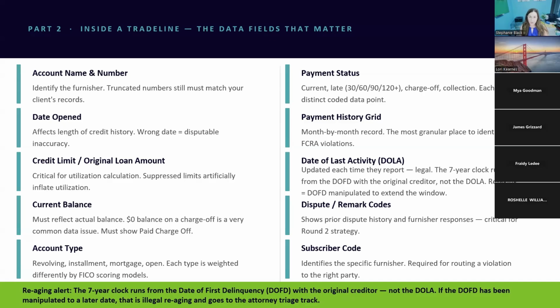So the date opened would be, if it's like Capital One, what date did that credit actually open? And it can be different for a collection agency. The date opened can be the date they actually picked up the collection and they're reporting it. So those can differ. Credit limit, original loan amount. Obviously, this is super critical for utilization calculation. So we have to make sure that they're reporting correctly.